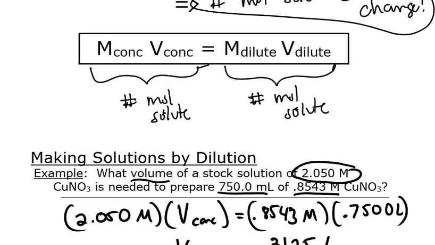Now, another thing to let you know is this equation up here is often simplified by saying M1V1 equals M2V2, where 1 can be the concentrated or dilute, and 2 can be concentrated or dilute.